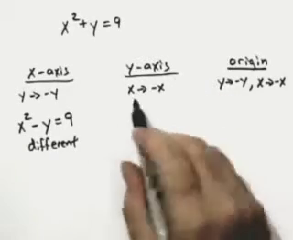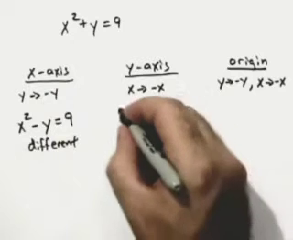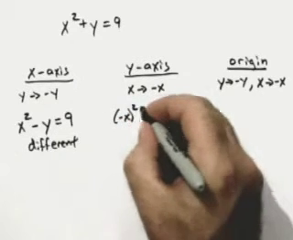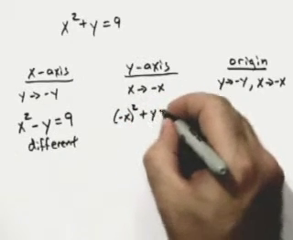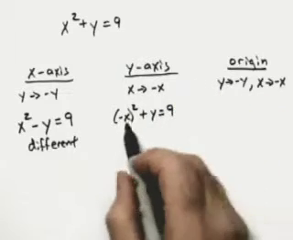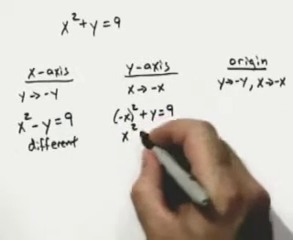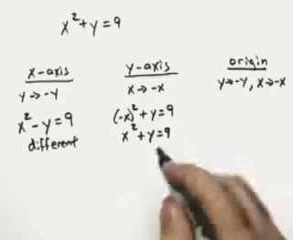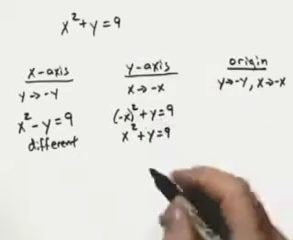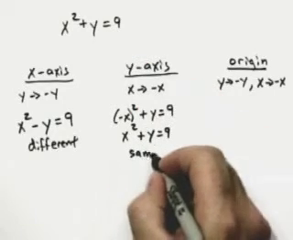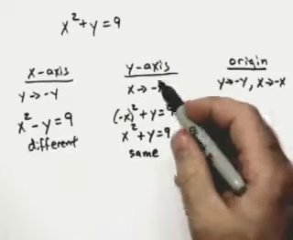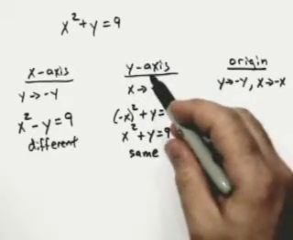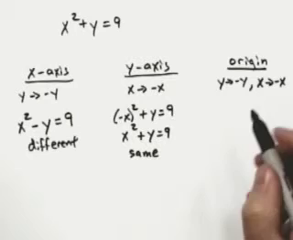For y-axis symmetry, we're going to change x to negative x. So we'll have negative x quantity squared plus y is equal to 9, which gives us x squared plus y equals 9. And if we compare this equation to our original equation, we see that those are the same. And so the graph of this equation does have y-axis symmetry.